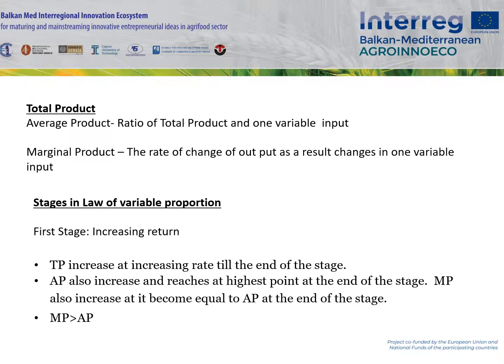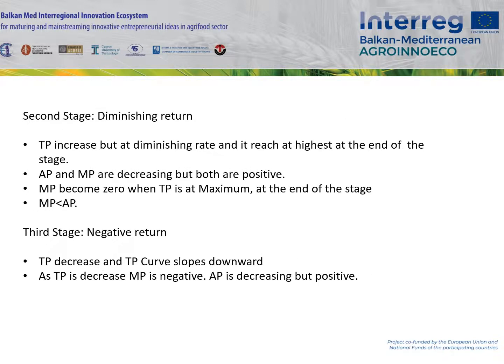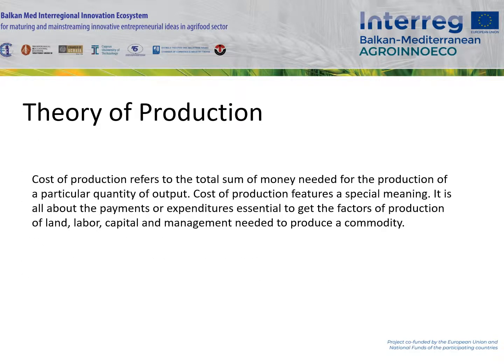Total product, average product, ratio of total product and one variable input. Marginal product, rate of change of output as a result of changes in one variable input. Stages and law of variable proportion. First stage, increasing return. Second stage, diminishing return. Third stage, negative return.